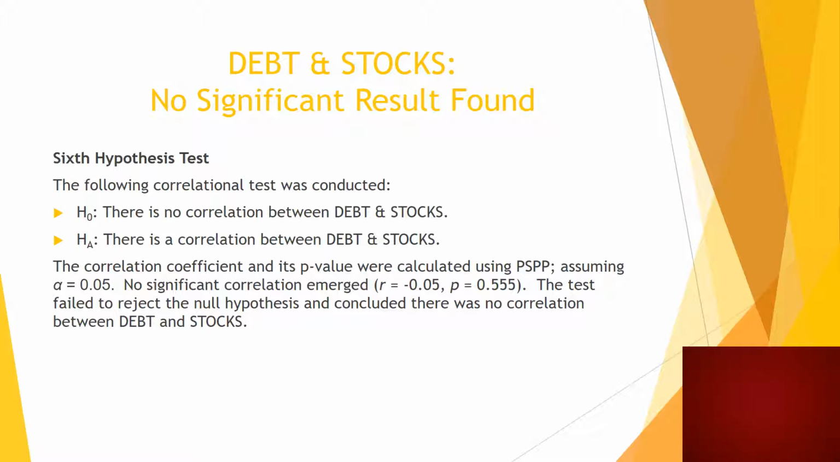So we did not find a significant correlation here. We had an R value of negative 0.05 and a P value of 0.555. So the correlational test failed to reject the null hypothesis, and we concluded that there was not a correlation between debt and stocks with these study participants. Next, on the 7th test, we looked at debt and wallet.